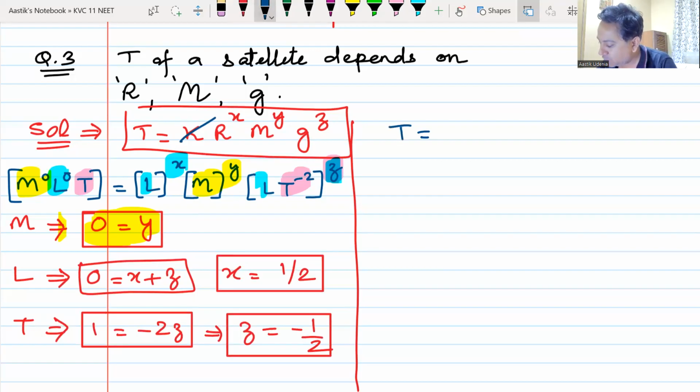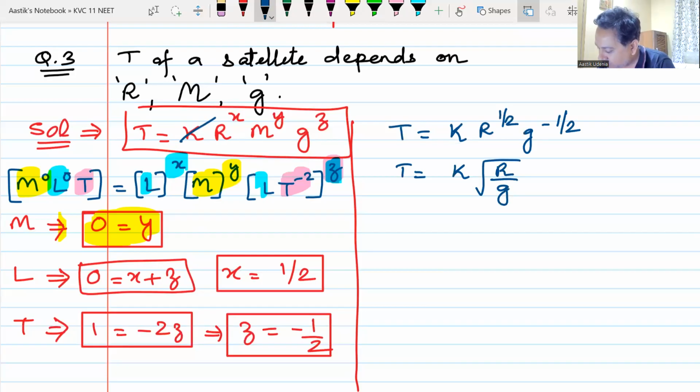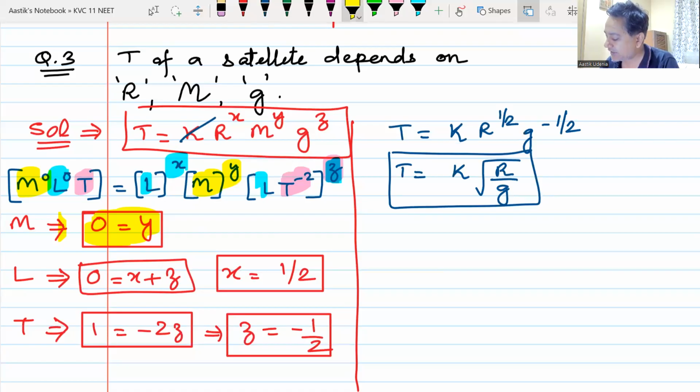So now I can write that thing. Time period T is equal to K times R raised to the power of half, and M is not there, so G raised to the power minus half. I can very well write it like this, but this does not look good. So let me try to make it look good. K times root over R by G. I cannot find out the value of this K, but this is the answer that I shall get. Time period is K times root over R by G, and you will be surprised to know what is the value of K. That I will leave you as homework.